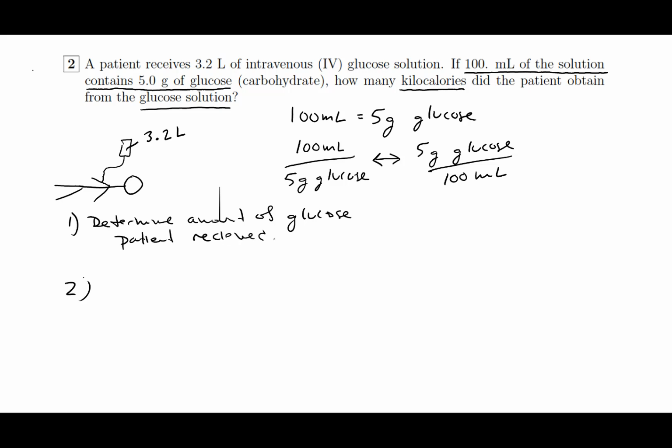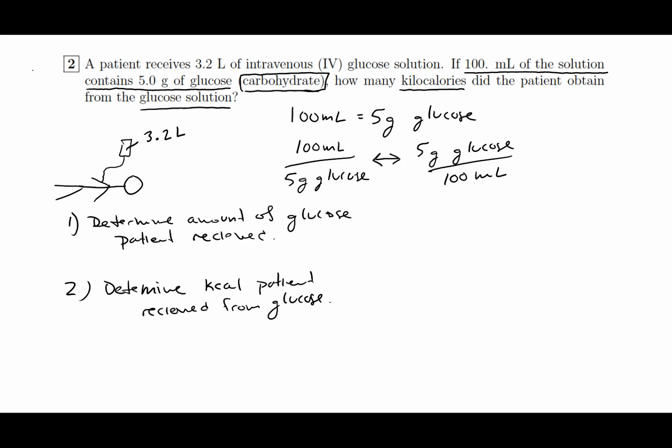And then for the second part, if we assume that the glucose is all carbohydrates, which it's telling us to, so it's saying 5 grams of glucose and then carbohydrate, from that we can figure out how many kilocalories the patient got. So then for the second step, we're going to determine the kilocalories the patient received from the glucose.